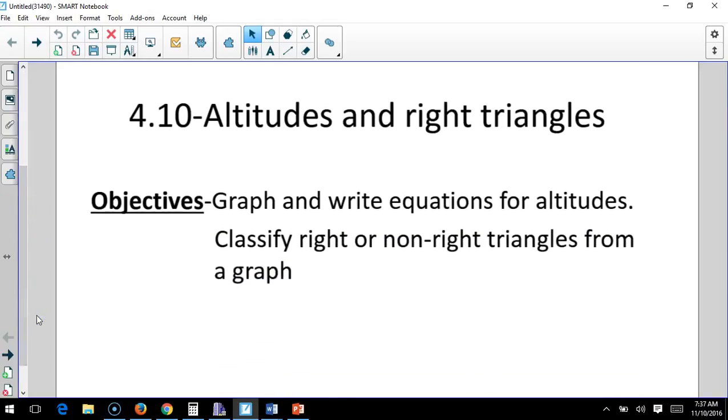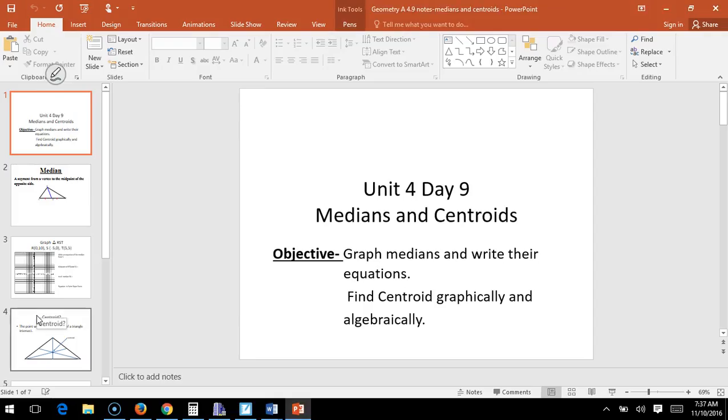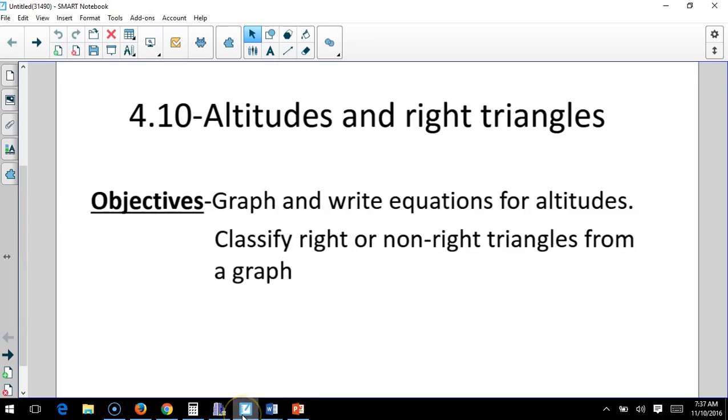Okay, 410. More with altitudes and right triangles. I can get it back. There we go.